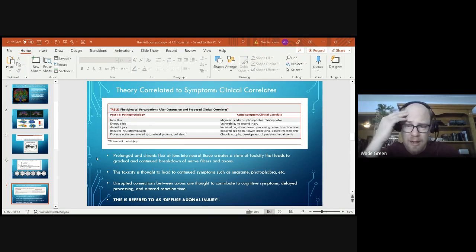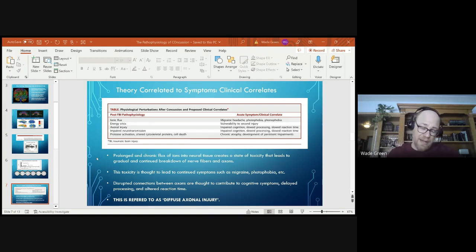So obviously, guys, as we've talked about, prolonged and chronic flux of ions into the neuron is going to create a state of toxicity. That's going to lead to breakdown of nerve fibers and axons. If we remember that from last week, Wallerian degeneration is a very similar concept in the brain as well. And so we think that continued toxicity leads to symptoms like migraine and light sensitivity.